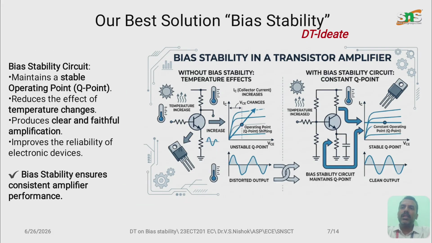Here, the bias stability circuit maintains the operating point, the Q point, at a stable point in the active region, so that the amplification will be in a faithful manner, and there won't be any distortion or noise in the output signal. So we will get a good song however long the device is used. That is the main advantage of using the bias stability circuit.